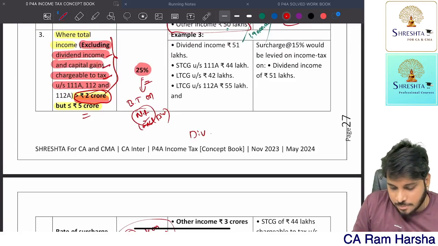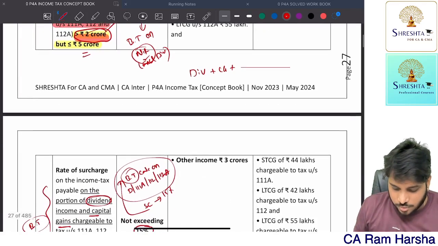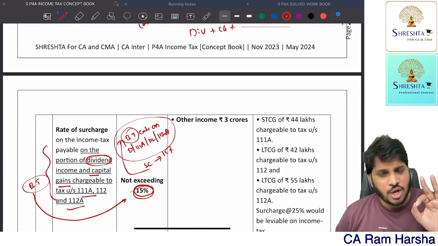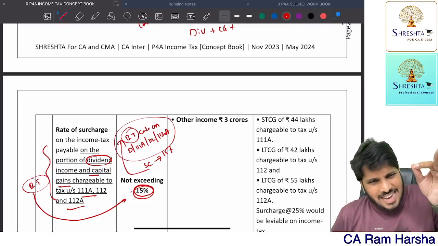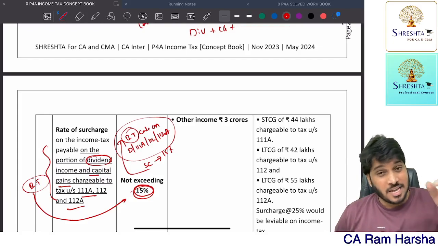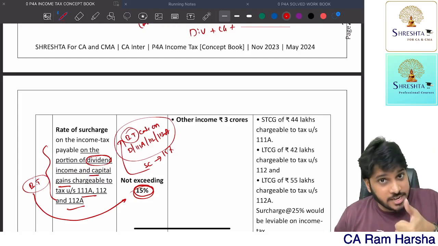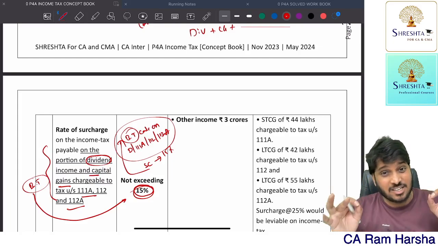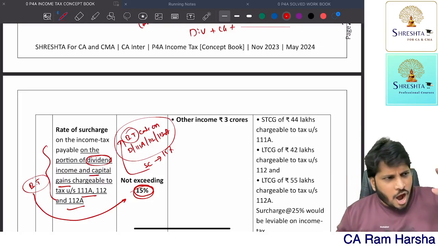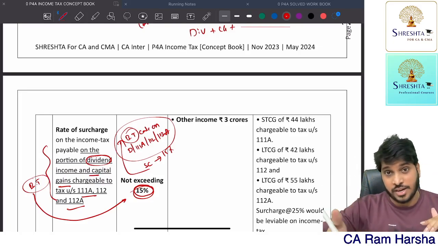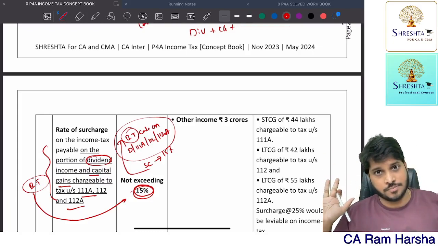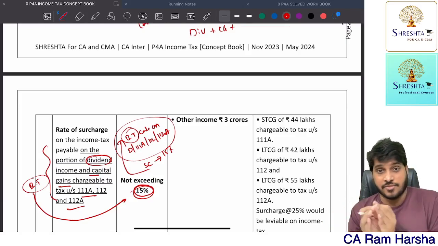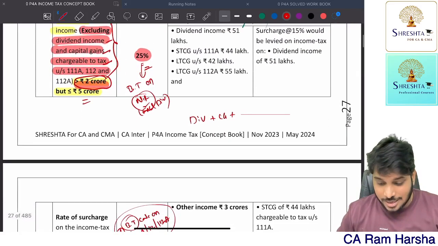On dividend related income plus capital gains plus all that, what is the surcharge rate? 15. Now what they are trying to tell you is, if you are liable to compute surcharge, what is the maximum rate of surcharge? Maximum rate of surcharge on dividend income basic tax, on basic tax of long-term capital gain, short-term capital gain, the surcharge maximum rate is 15 only. On remaining normal income, surcharge can be 25, surcharge can be 37, whatever. But on dividend income, long-term capital gain, short-term capital gain, surcharge rate cannot exceed 15. That is the logic.